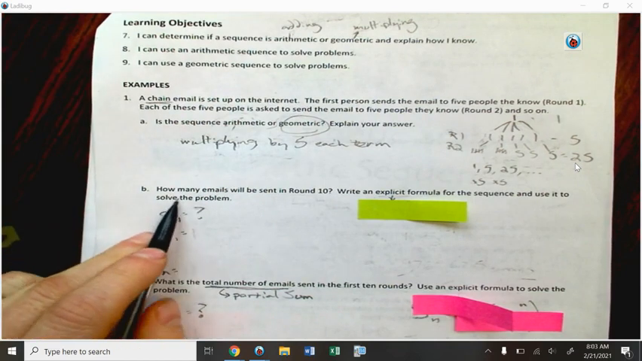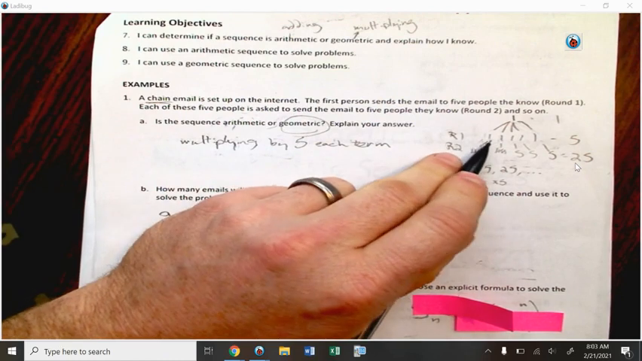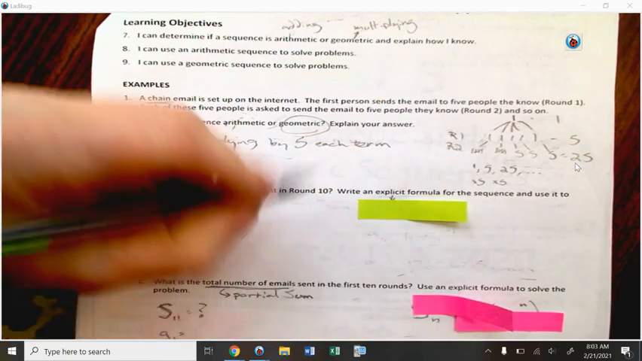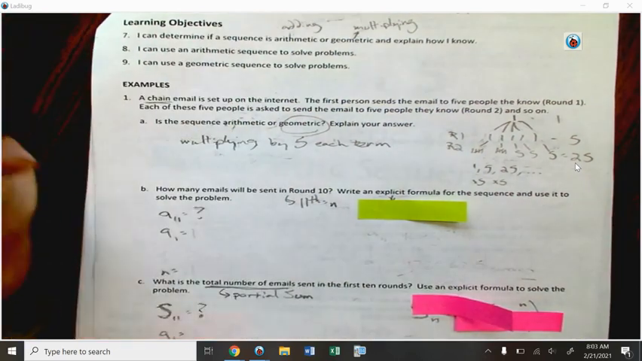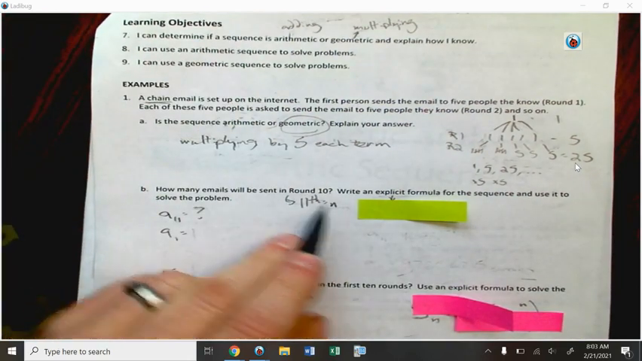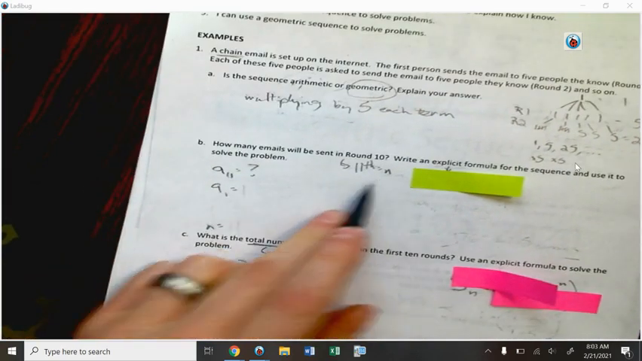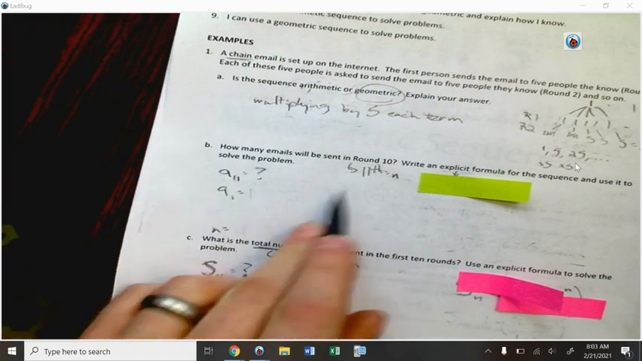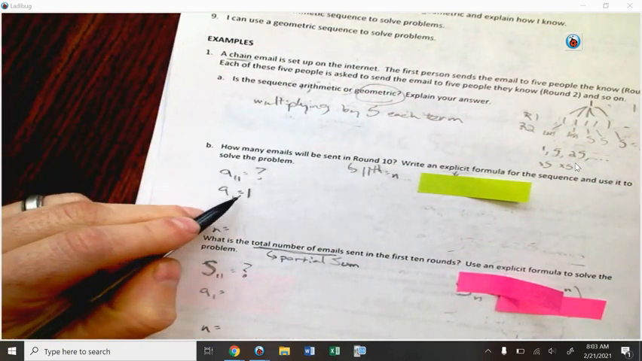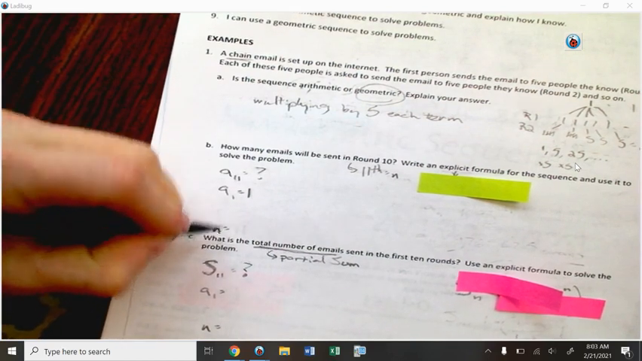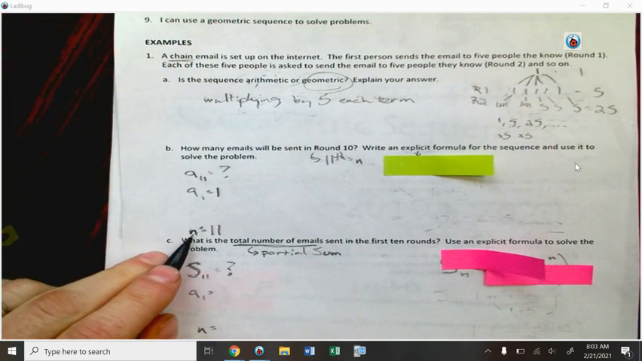And so the next one says, how many emails will be sent in round 10? So in round 10, if we know round 1 is like the second level, round 2 is the third level, what we're actually looking for is the 11th term, which is going to be your n in this situation. This is to write an explicit formula for the sequence and use it to solve the problem. So we're looking for the 11th term for round 10. We've got to know the first term, which is the first one, and then the n that we're going to be searching for is 11. So whenever we see this in the formula, we're going to be using n to be 11.